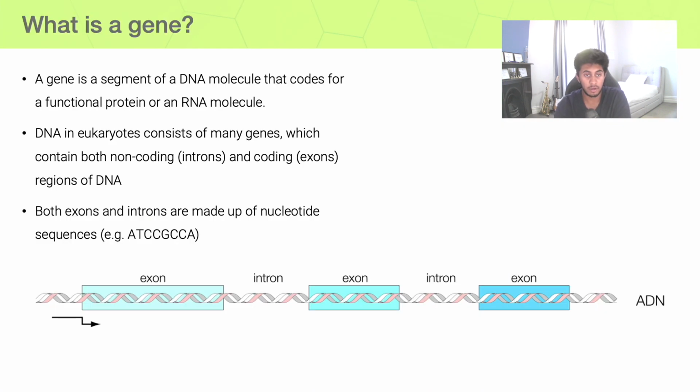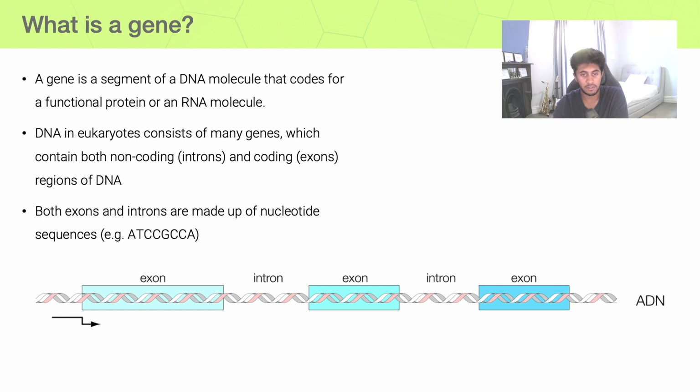Now, you've probably heard of genes before, but you probably don't know how to define them, which is really important for topic 1. So a gene is basically just defined as a segment of DNA that codes for a functional protein or an RNA molecule. Now, we haven't covered proteins yet, and we haven't covered RNA, so that's something just to keep in the back of your mind.